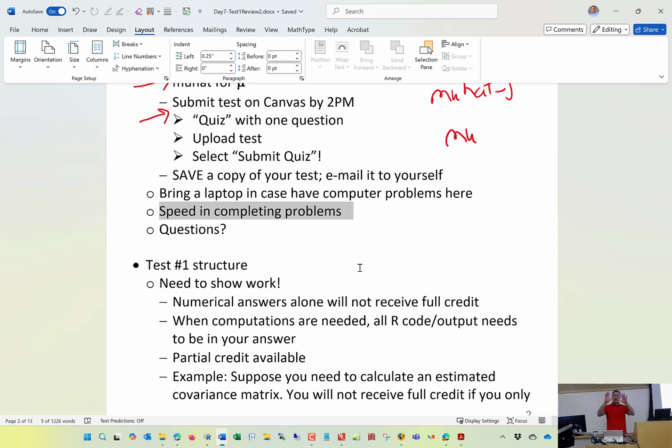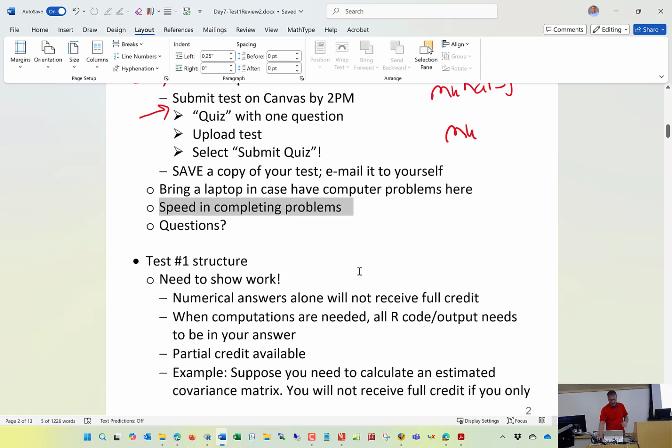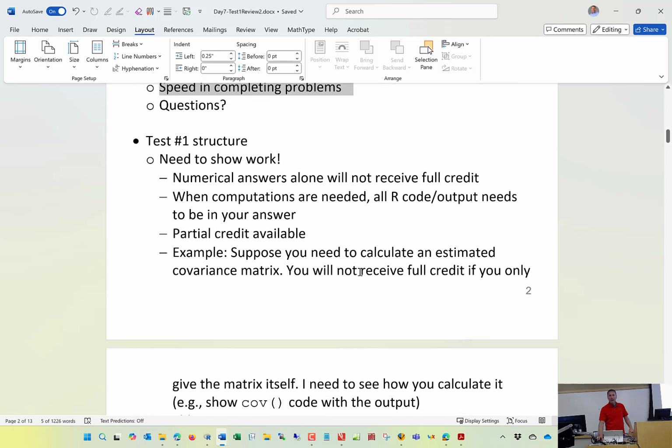So that's the basic format for the test. Any questions?